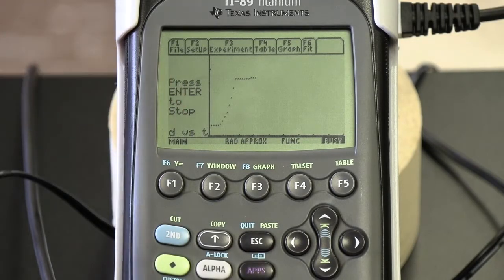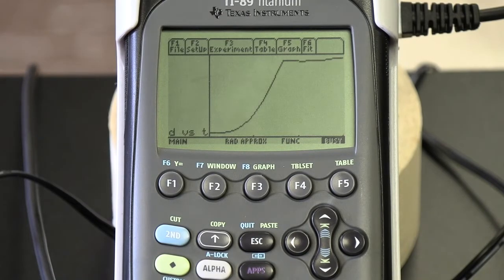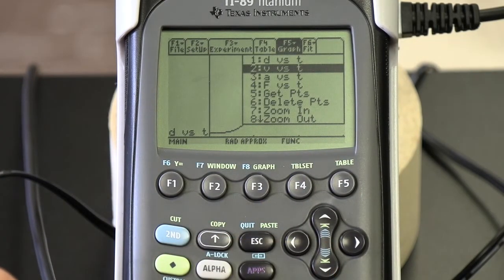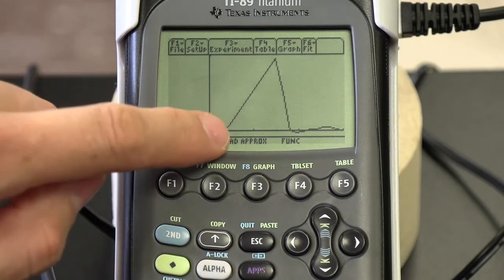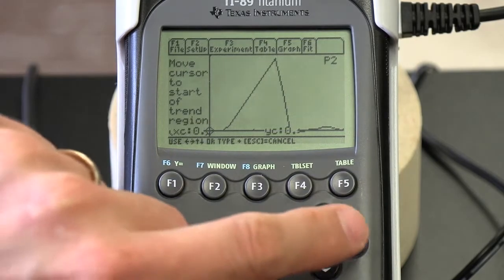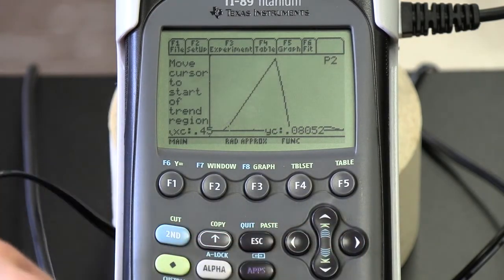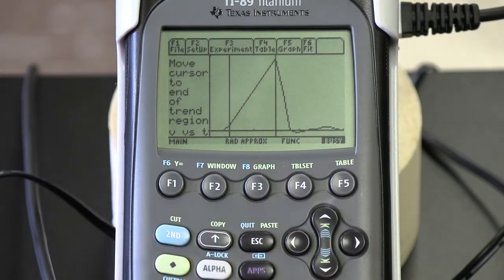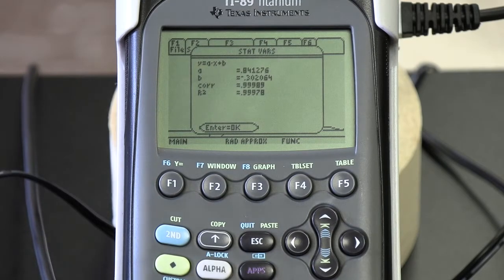Again, we need to give it some time to process the data. Nice parabola again, but again, we cannot get the acceleration from a displacement graph. We need a velocity graph, and we need to take the slope of the velocity graph to give us the acceleration. So we use the calculator to calculate that slope for us. I would say the beginning of the trend is there. The end is there. All right, it's calculating. All right, so I see 0.841, which I will just call 0.84.